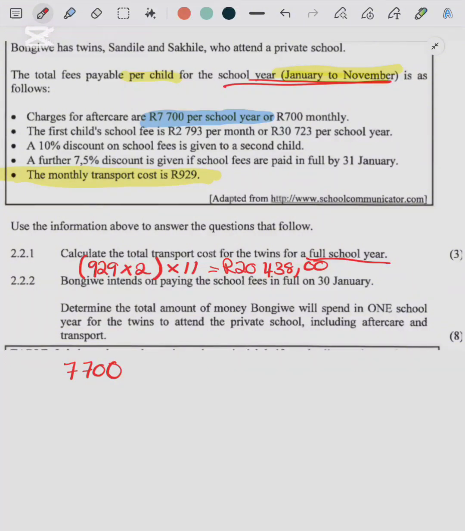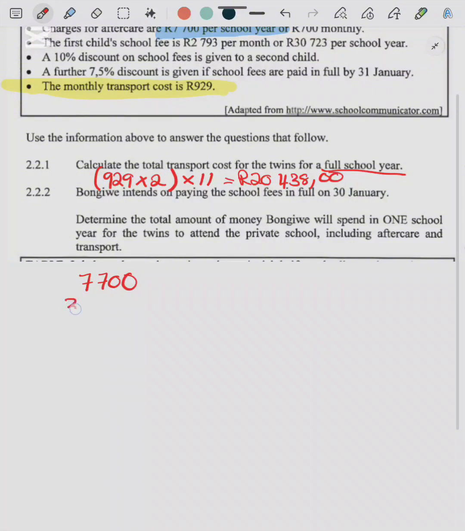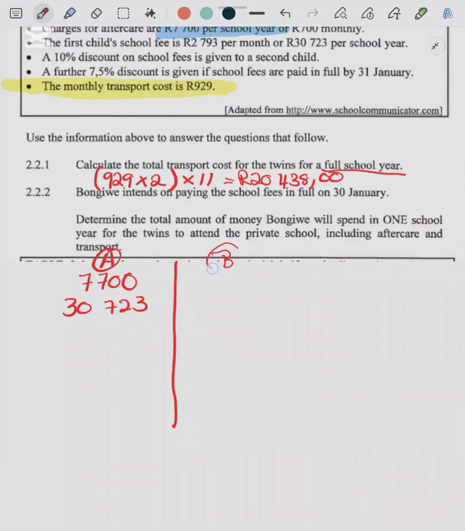They tell us the first child's school fee is 2,793 per month, or 30,723 Rand. So I'm going to list that. She's paying it as a one-off, so I can do the 30,723 Rand. They then tell us that a 10% discount is given to the second child. So we're going to need to do something separately with the second child. So let's divide it first. If this is child A, we're going to have child B separately.